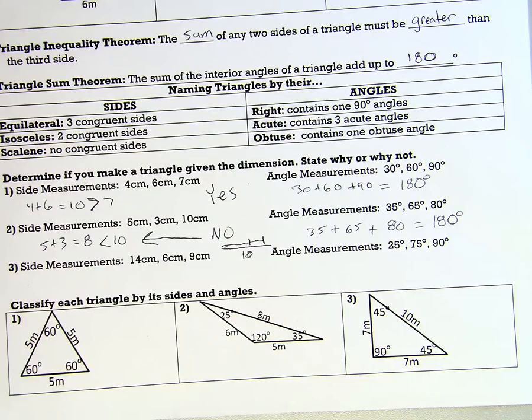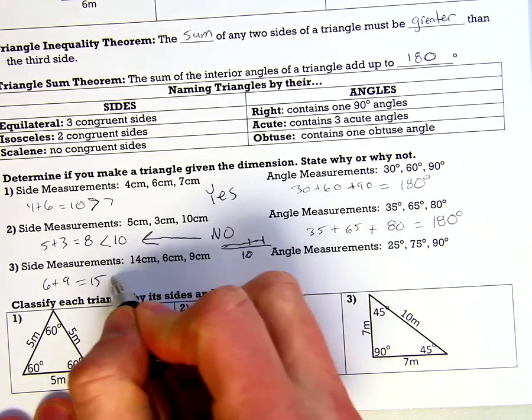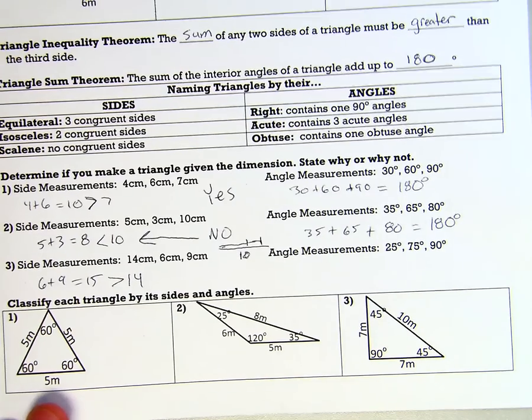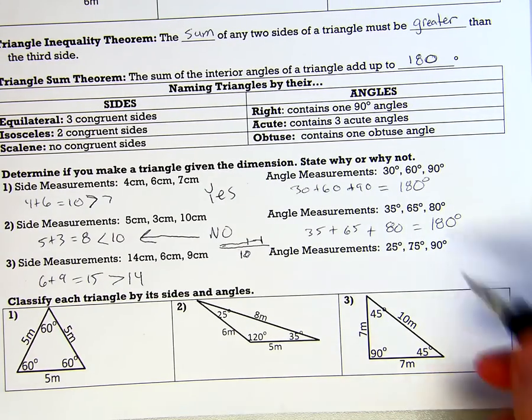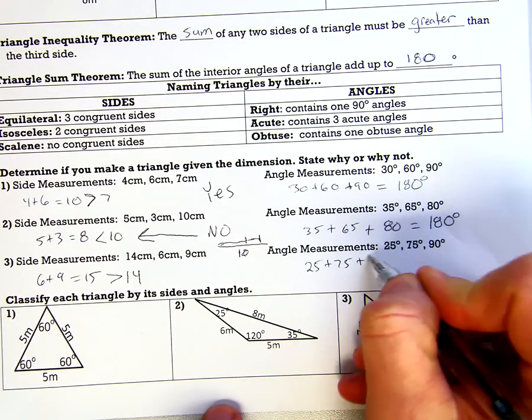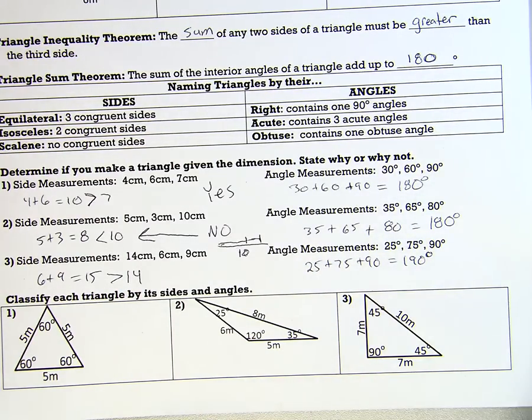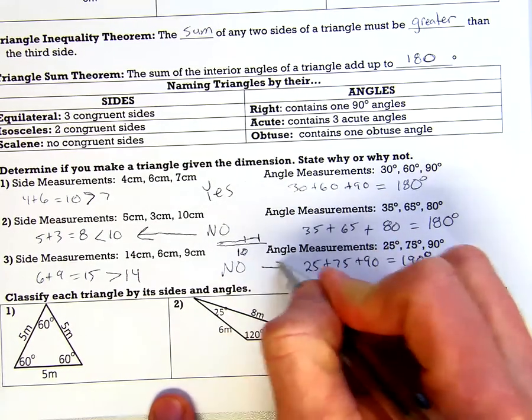And then number 3, we have side measurements of 14, 6, 9. Let's take the lower 2. 6 plus 9 is equal to 15. And that is greater than my remaining side of 14, so that checks out. And let's check on my angles here. 25 plus 75 plus 90. That actually equals 190 degrees. So no, that doesn't check out because the angles are wrong.